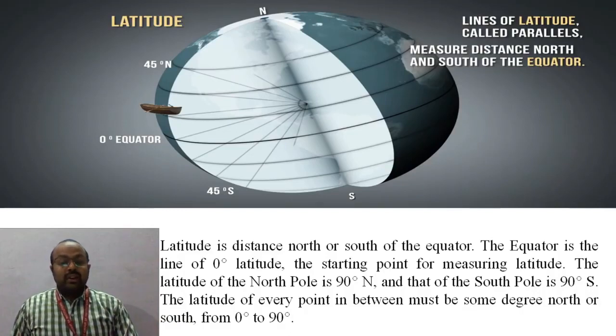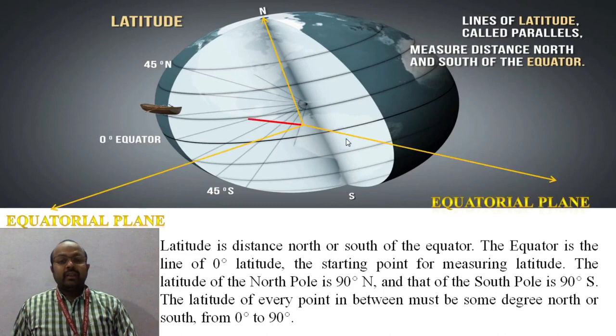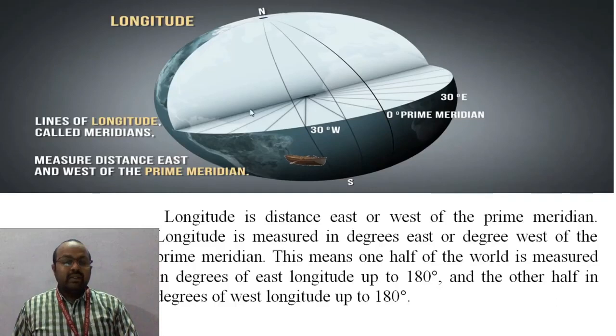Every point in between is some degree north or south, from 0 to 90 degrees. So it varies with the position you have, and the latitude angle changes, varying from 0 to 90 degrees. This is the equator plane, and this is the northern hemisphere. This angle is the particular latitude angle.